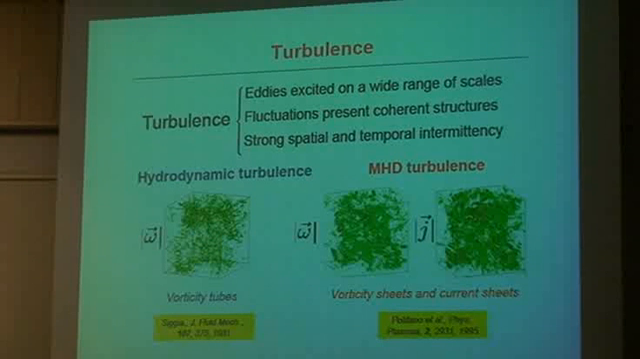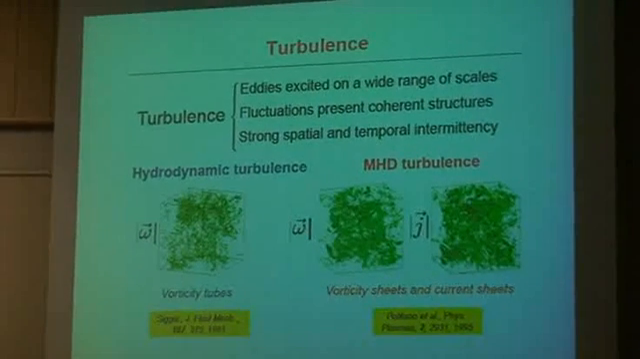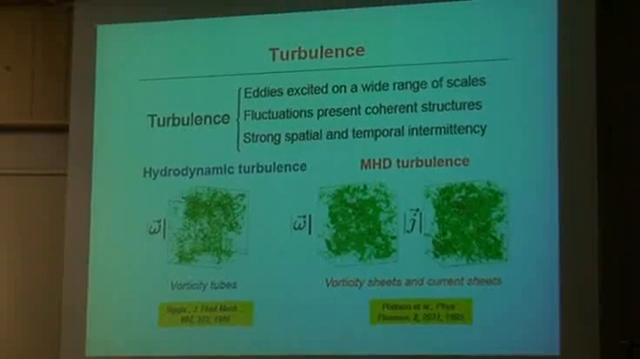But just by watching the fluctuations, you see some organized structures that we call coherent structures, although this name is not well chosen. I would call them coherent fluctuations. They look like vortex tubes. In the case of MHD turbulence, the vorticity fluctuations look more like vortex sheets.